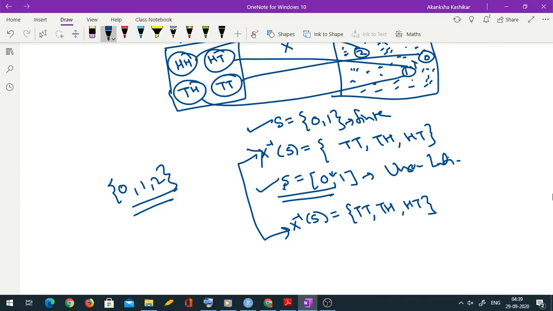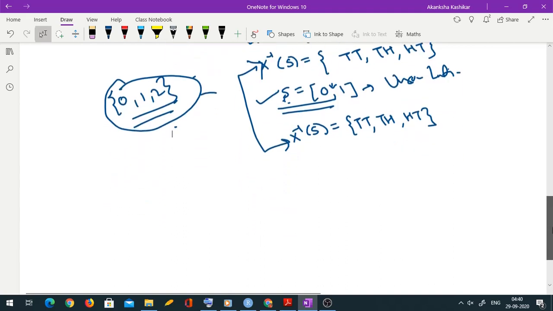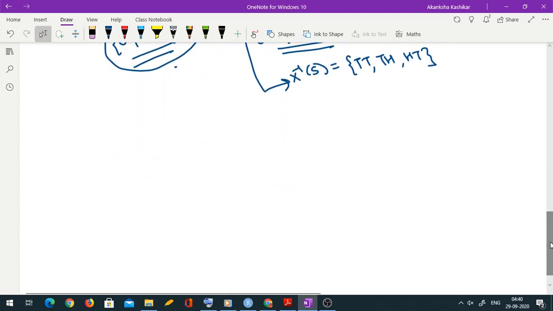Why? Because out of the range set, the elements which are present in both are exactly the same. Am I clear? So what matters is which of the elements from the range set are present in the set that you are talking about. This is the inverse image of a set. Okay, now using this we are going to define what is a random variable.